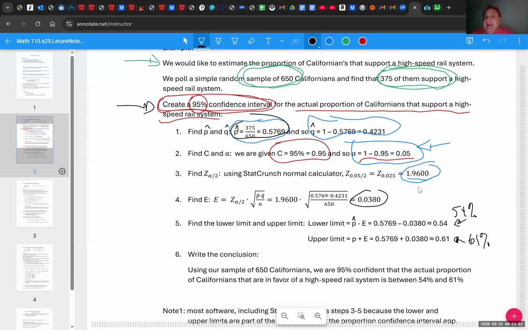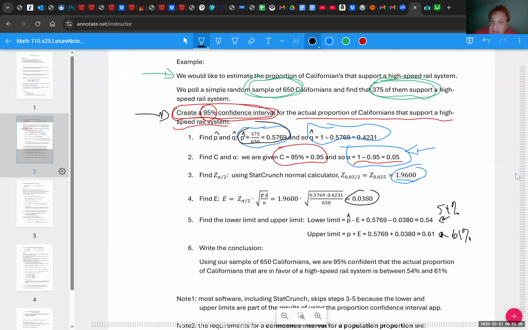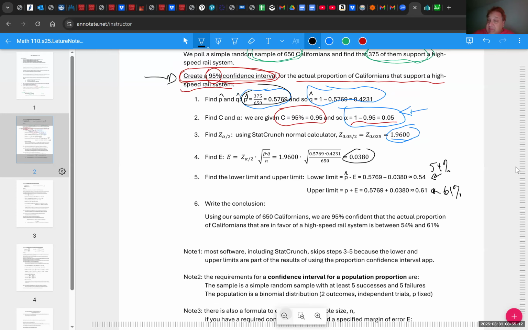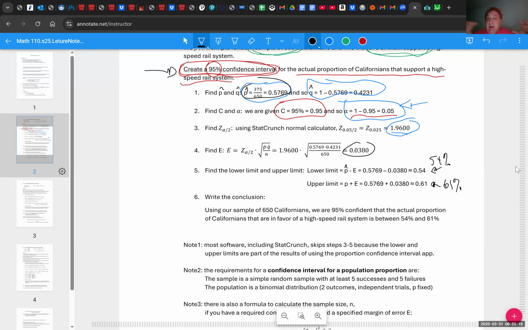All right, so that is the first example, and a very common example of finding a confidence interval for a population proportion. I have a couple of notes here. Let me zoom out a little bit so you can see more of this on the screen. The first note is that most software, including StatCrunch, skips steps 3 through 5. So a lot of the calculations we had to do in steps 3, 4, and 5 are not necessary when you're using an app like StatCrunch.